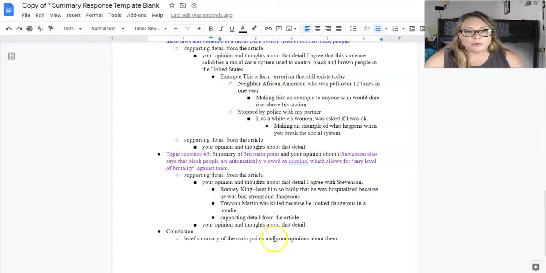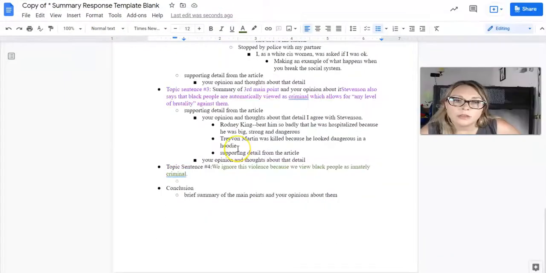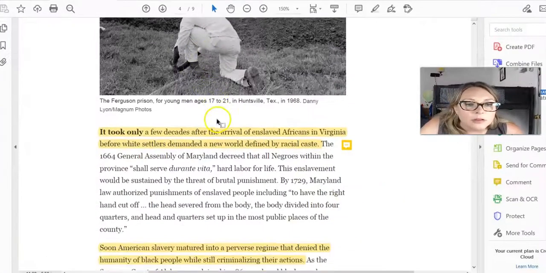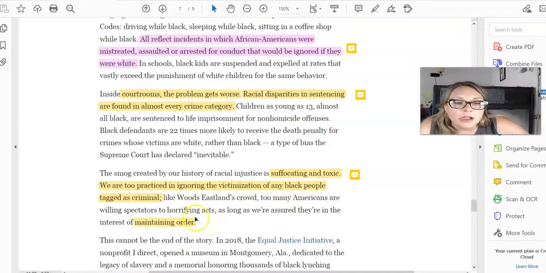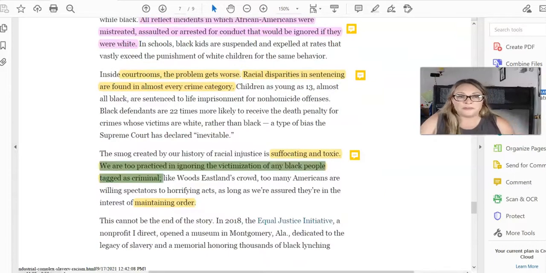And then I would put, let me go ahead and put my next one. Okay, and so now I added my topic sentence number 4, right? That we ignore this violence because we view Black people as innately criminal. And then I probably would go back and actually add in a quote from the text. I think there's some really excellent quotes. Where was that? Sentencing. Where is that? Okay, so I found the quote right here. I would actually put that quote in there.